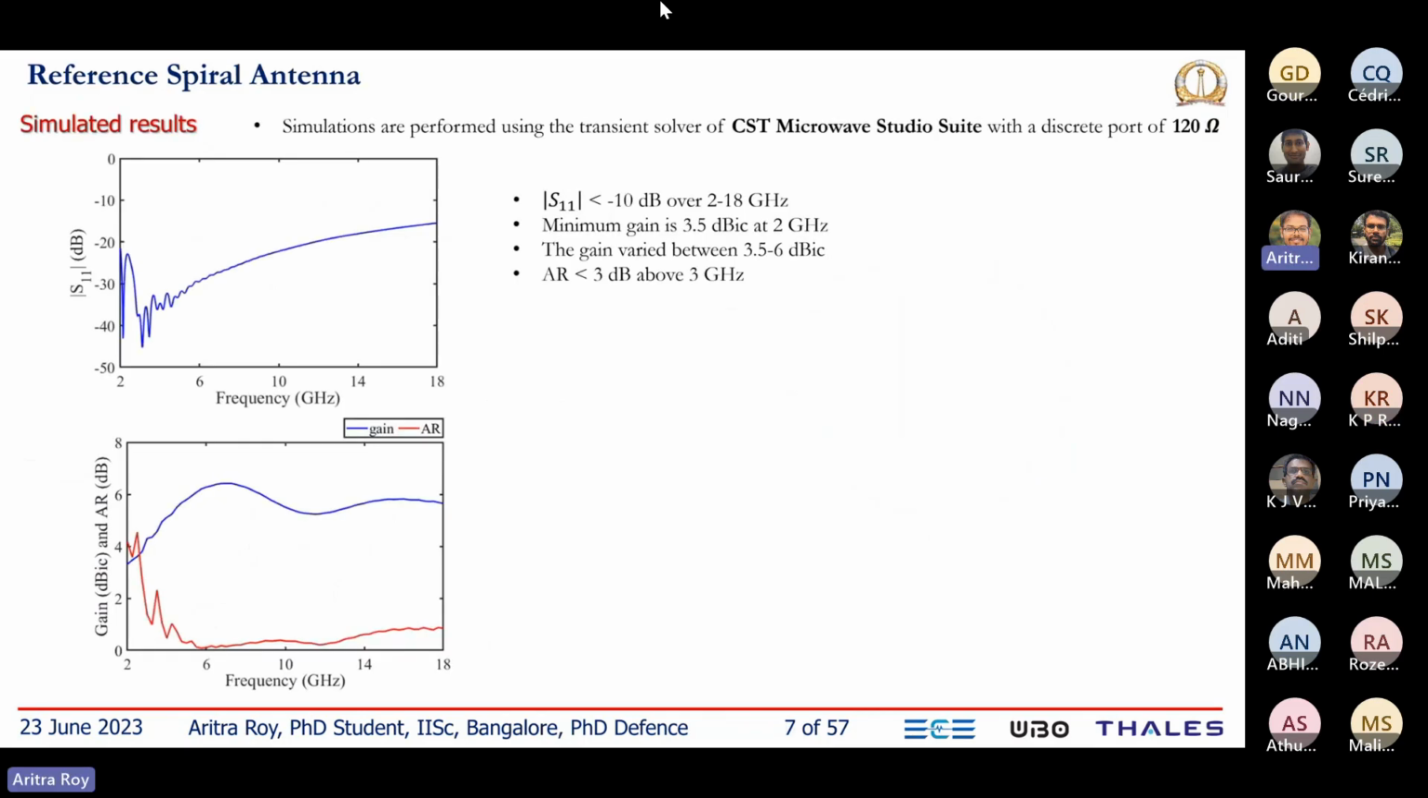Here is the S11 of the freestanding spiral antenna, over 2 to 18 gigahertz. We have observed the response, and the S11 is less than minus 10 dB throughout the band. For the gain, we have plotted the RHCP gain. The gain varies between 3.5 to 6 dBic, and the axial ratio is less than 3, meaning polarization is circular after 3 gigahertz.